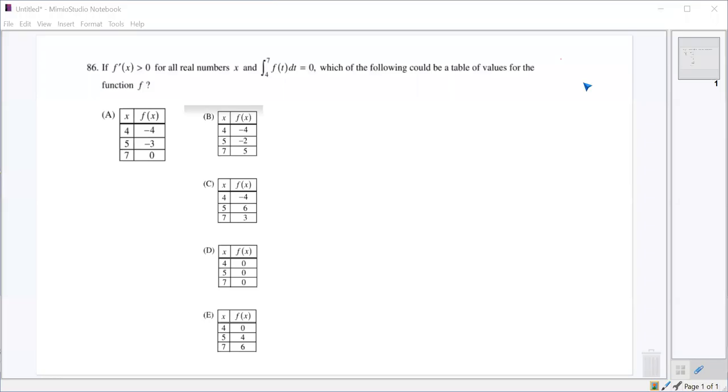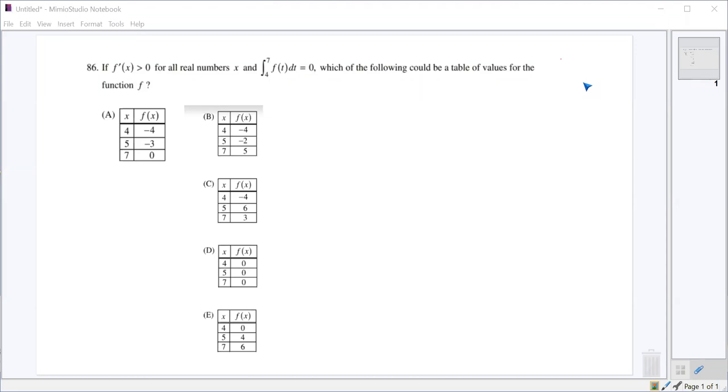All right, there we go. So we are given a couple of important pieces of information. First off, that the derivative of f is always positive, and that the integral from 4 to 7 of f is 0. And so we want to know which of all these different tables that they give us could potentially be a table of values for the function f.